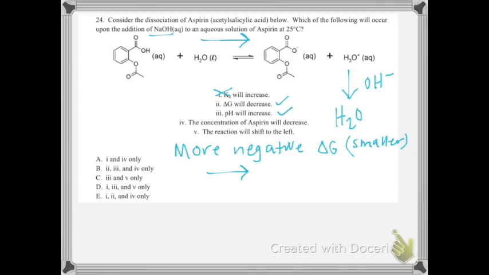The 4th choice says that the concentration of aspirin will decrease. And we already decided that the reaction is going to shift toward the right. And so some of this aspirin will be used in that process. So this also makes sense. And then 5 says the reaction will shift to the left. We've already talked about why it shifts to the right. Okay? So the middle 3 are all correct, corresponding to answer B.